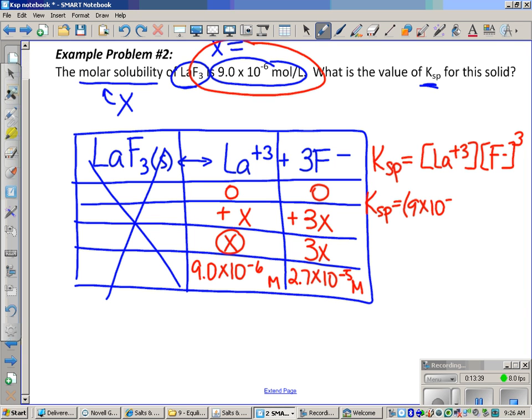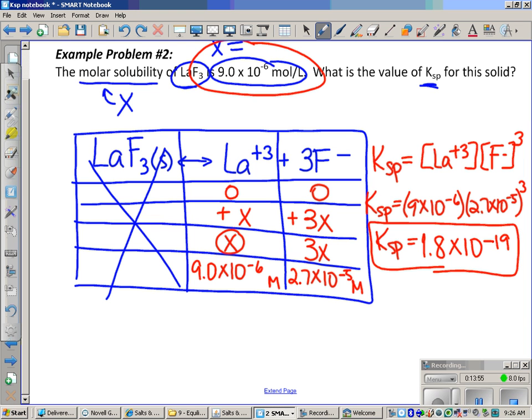So we come over here, we say that KSP is equal to 9 times 10 to the negative 6th, times 2.7 times 10 to the negative 5th, and that has to be cubed. Plug that in your calculator, and you calculate your KSP to be 1.8 times 10 to the negative 19th. KSP has no unit either. So take a peek at that. Pretty straightforward as long as you understood what they were telling you.